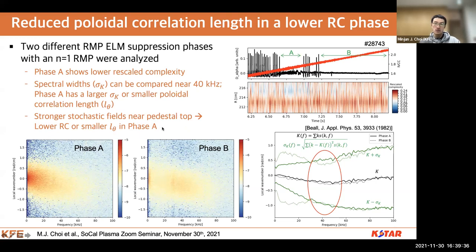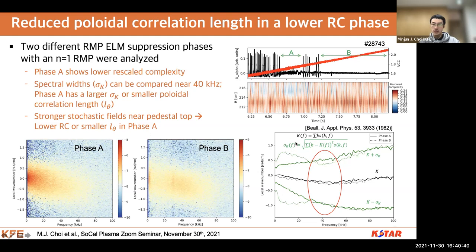Because this rescaled complexity analysis is more sensitive to the higher frequency, I analyzed this spectrum in comparison at the high frequency. And this is the result. Here I calculate the local wave number for the different frequencies by using this wave number frequency spectrum as a kind of probability distribution. So I can simply take the first moment for the estimation of a local wave number. This local wave number is plotted in the black dotted line for phase B and the black bold line for phase A. And I also calculate this sigma K, the standard deviation, by using the second moment of this wave number frequency spectrum.